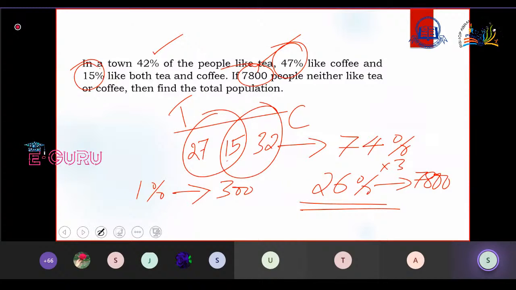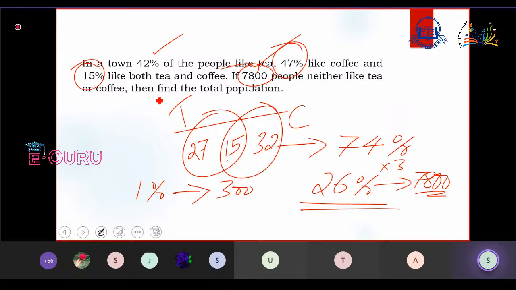1% is represented by 300. Just 26% is 7,800. So here it should become 1%. This 26 should go to the denominator, and when 26 goes to the denominator, 26 and 78 get cancelled and we will get 300. So 1% is 300.